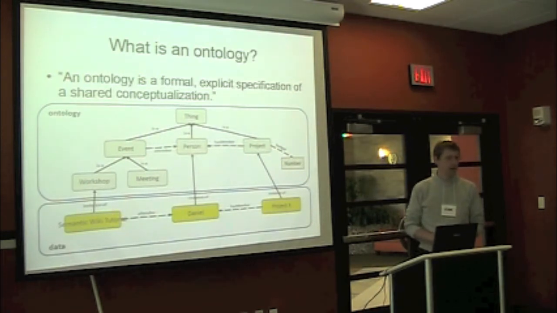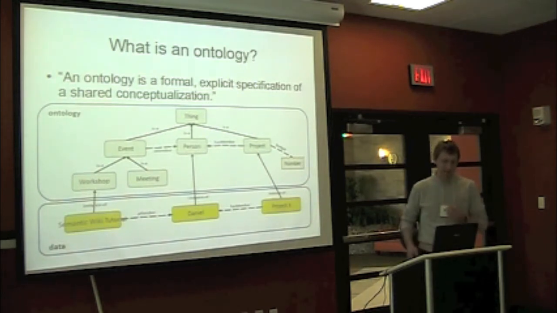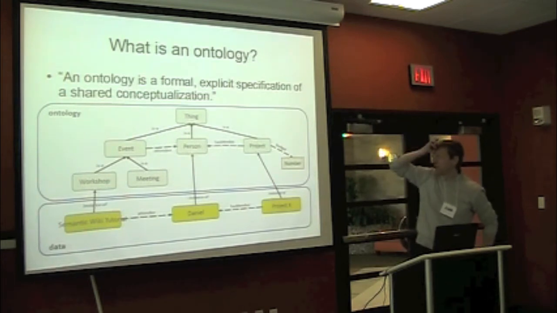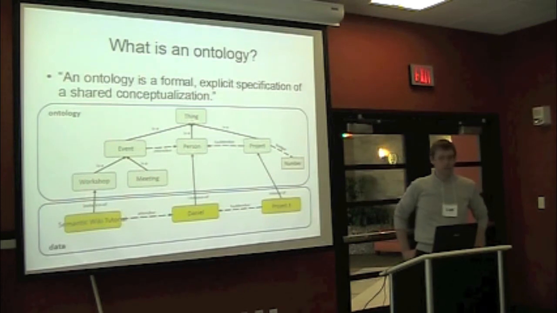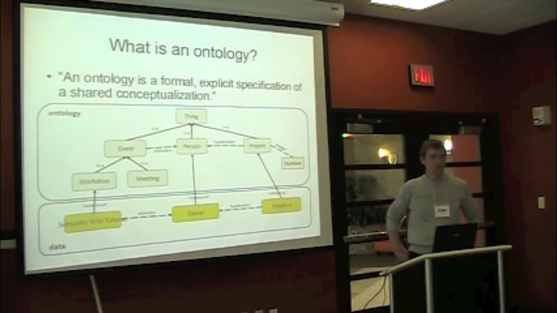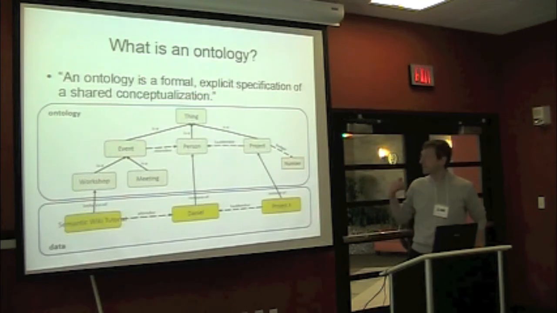Since Semantic MediaWiki is about semantics, and the semantic web currently is the branch of AI which seems to be somehow successful. Nevertheless, it had a history already, right? This quote here: an ontology is a formal explicit specification of a shared conceptualization. This is from Tom Gruber, a Stanford PhD student at that time, from 84, I think. So this is quite an old quote already, but it's still valid.